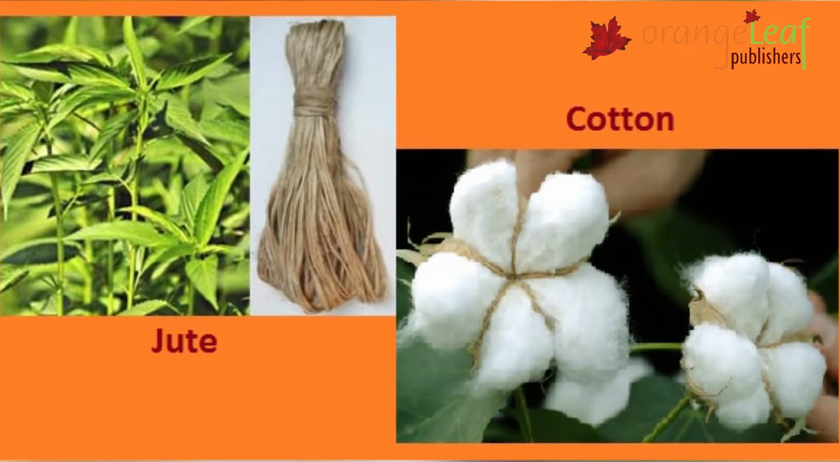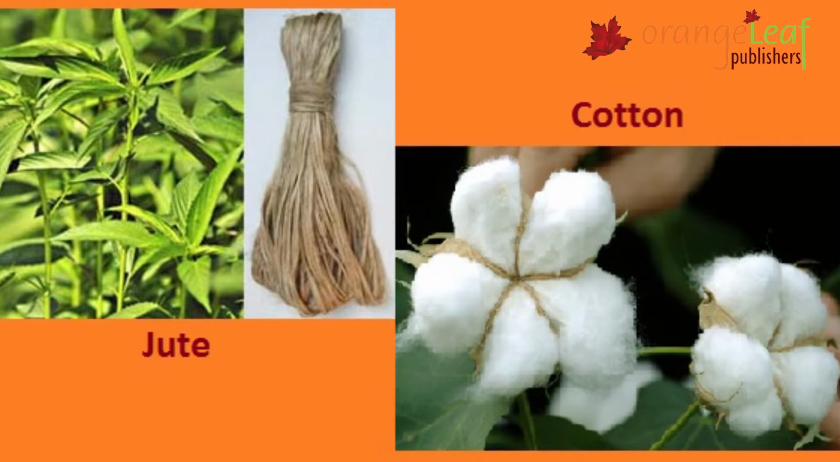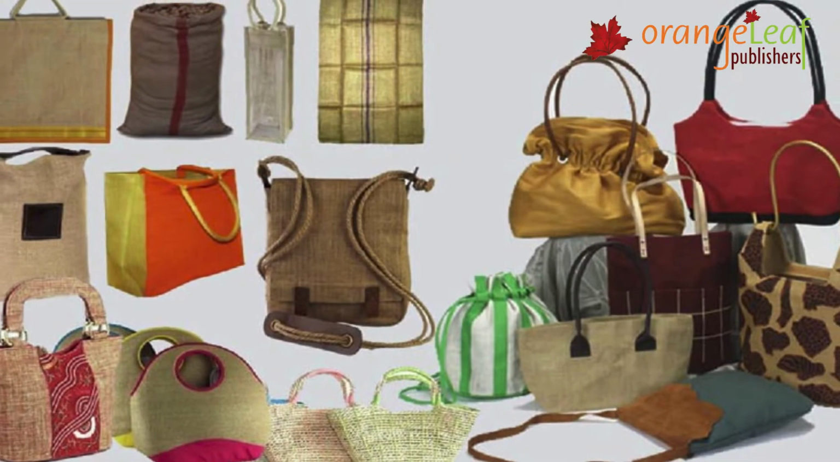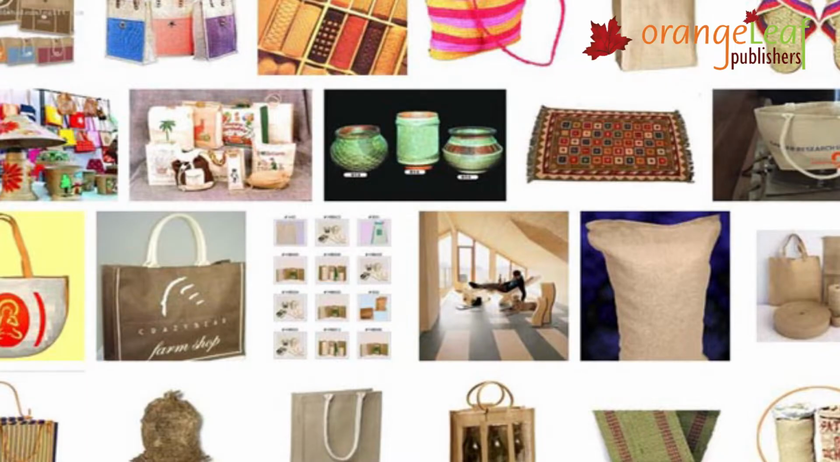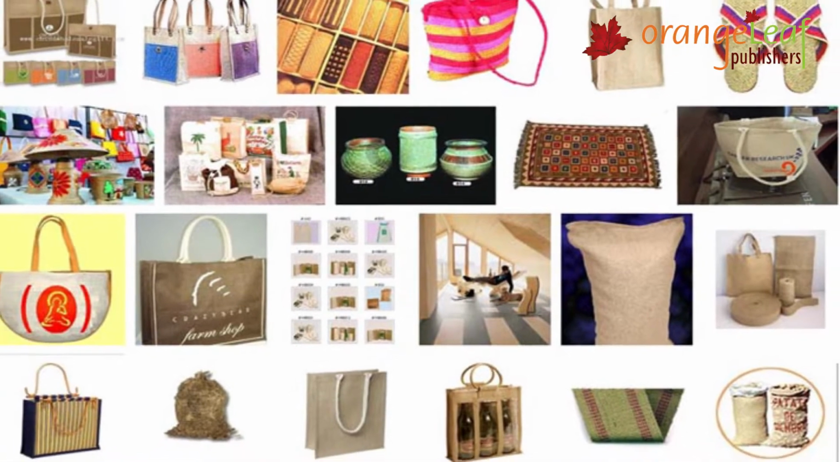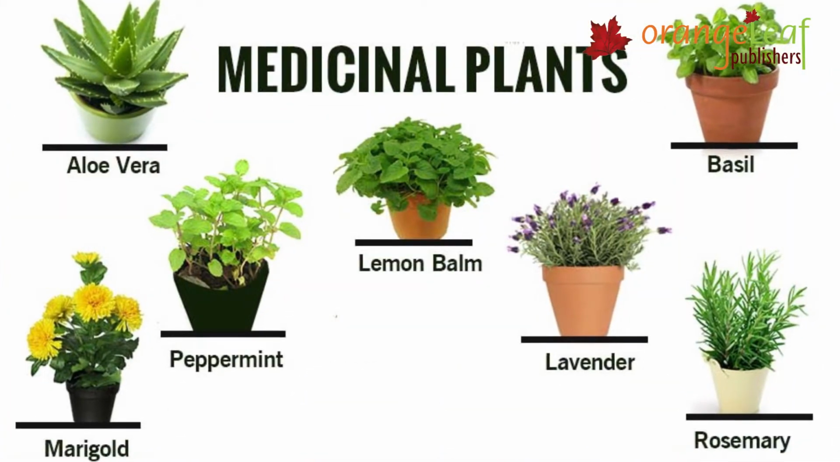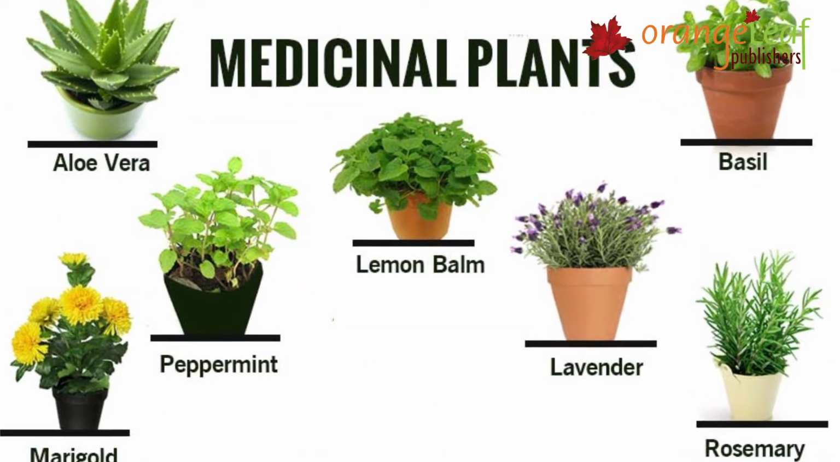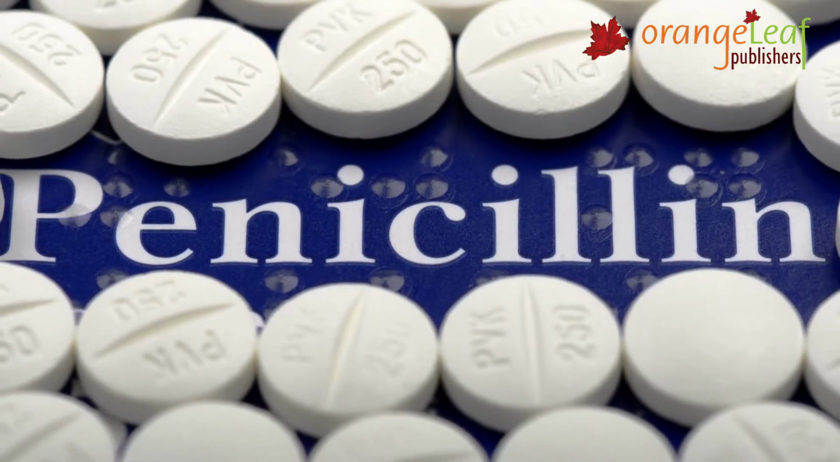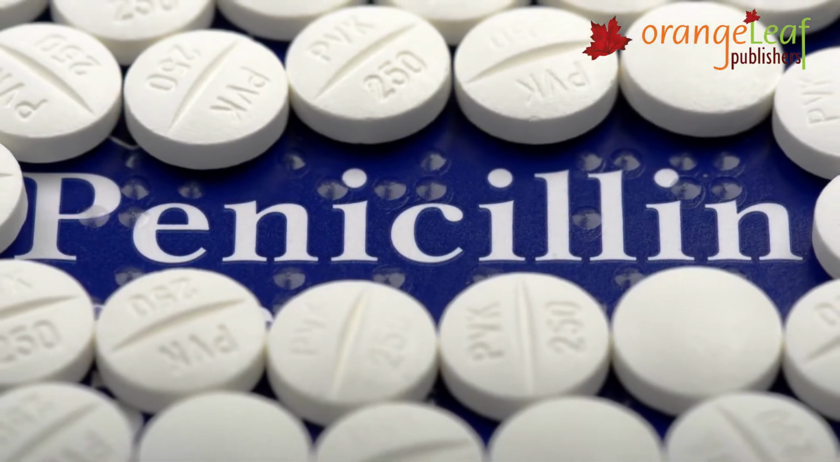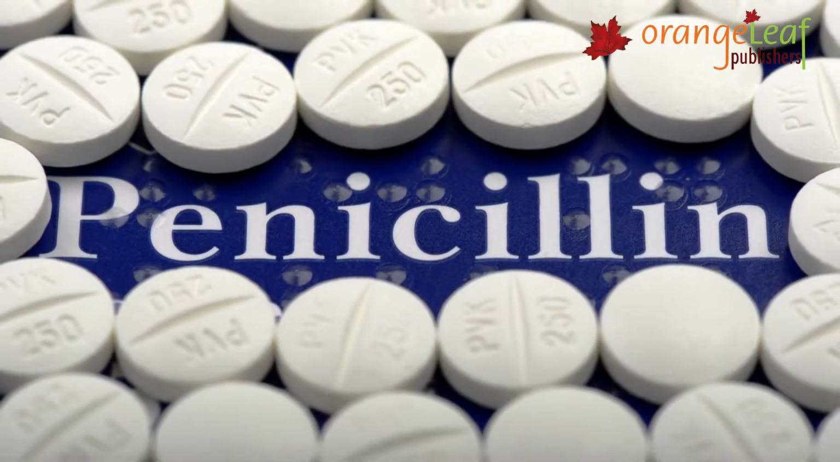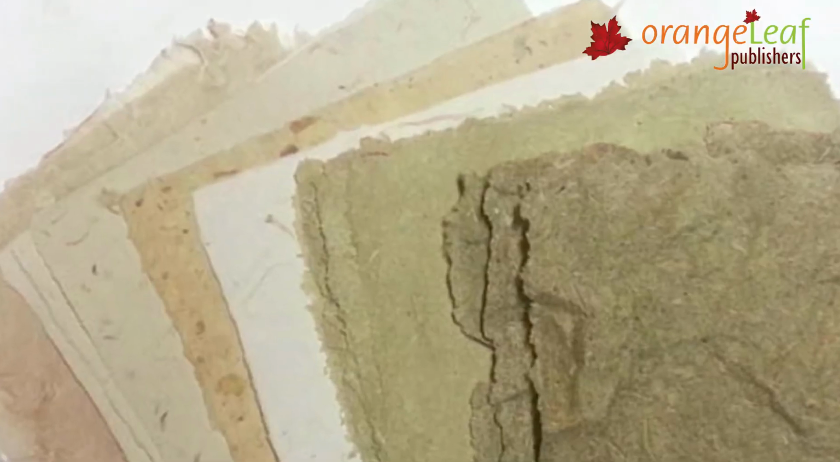The cotton and jute plants give us fibers for making yarn, cloth, bags, carpets, and ropes. We use some plants as medicinal herbs. The wonder drug penicillin we made from the fungus. We make paper from bamboo stems.